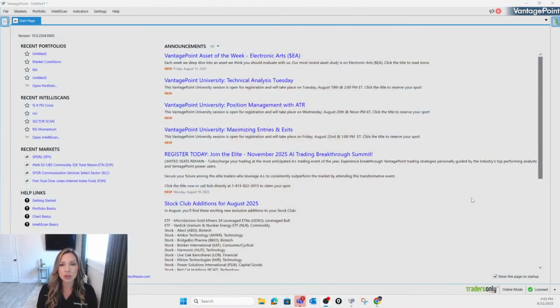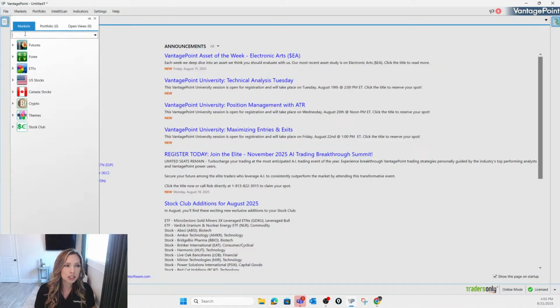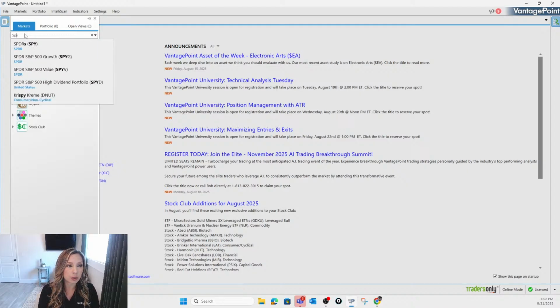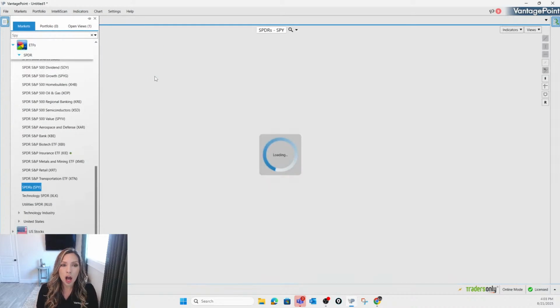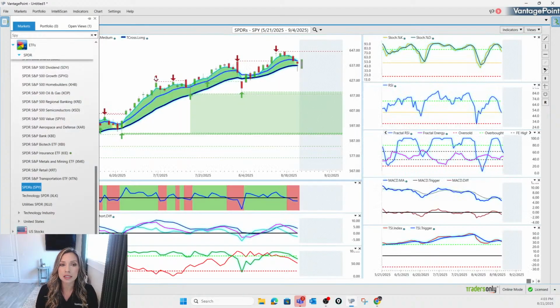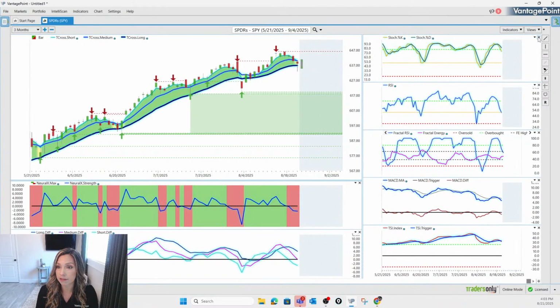So I'm just going to go ahead and transition on over into our VantagePoint software, and let's start with a couple of basic assessments here when it comes to really understanding why it's so important to have diversification. So I'll start with the SPY. This is the ETF that's going to cover the major index, the S&P 500.